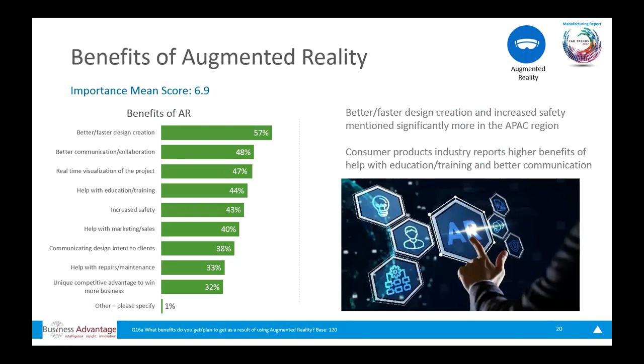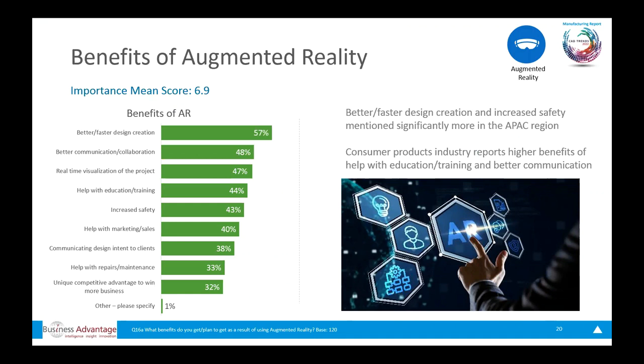Moving to the next slide, we asked what benefits respondents currently get or plan to get as a result of using augmented reality. And the perception is that augmented reality will facilitate better or faster design creation, provide better communication or collaboration, and real-time visualization.